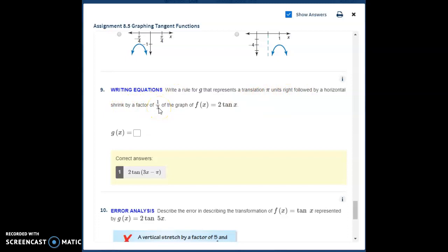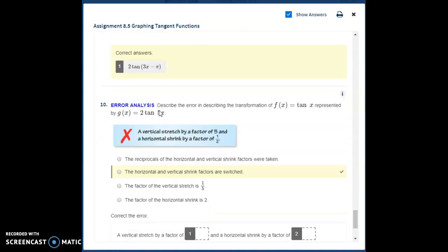Horizontal shrink is opposite of what you would think it would be. So instead of 1/3, we take the reciprocal of that. So we put a 3 right here that represents that horizontal shrink by a factor of 1/3. And that's the equation. That's kind of the tricky part there, that horizontal shrink, remembering how we get those.